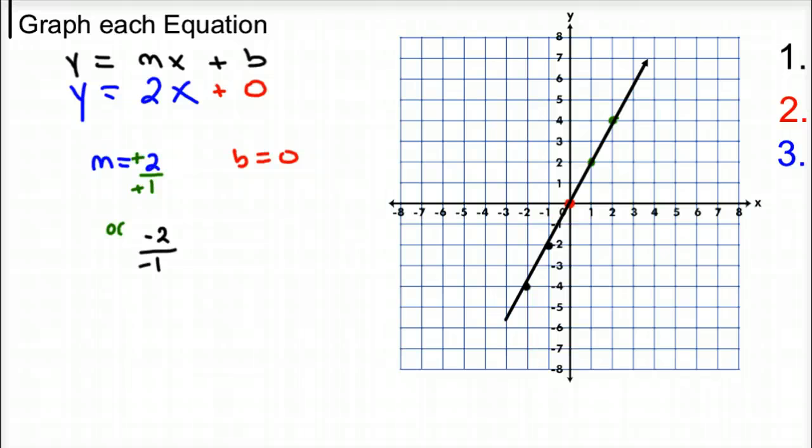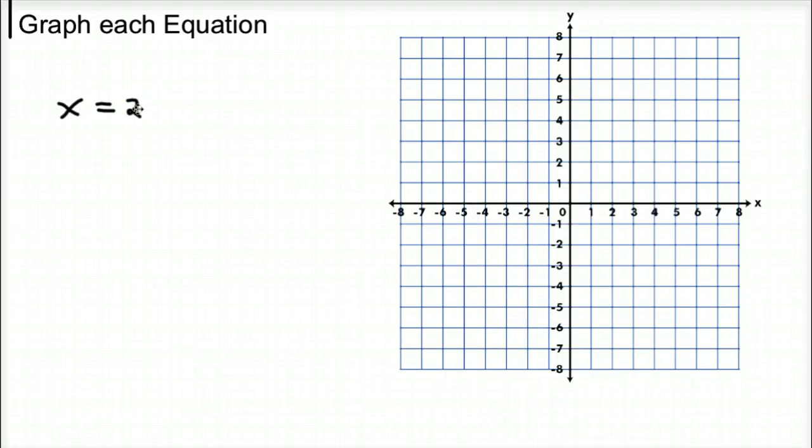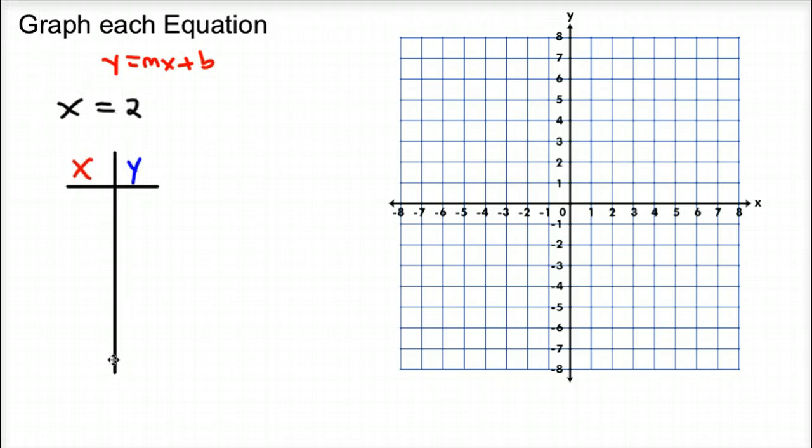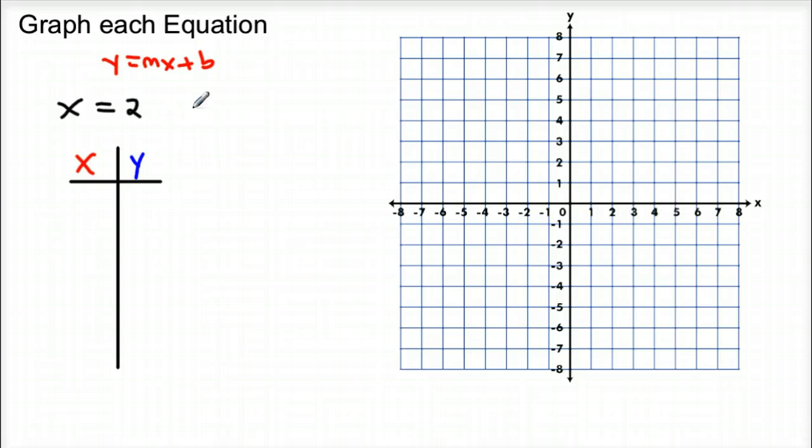Two more equations, and these are a little special case. So we have the equation x equals 2. Alright, so this doesn't really fit the y equals mx plus b. Right? This kind of goes away from this. But this still has a graph to it. So let's make an x and y graph here for a second. Now, this is saying x equals 2. Well, x in this case will always equal 2, regardless of what y was equal to.